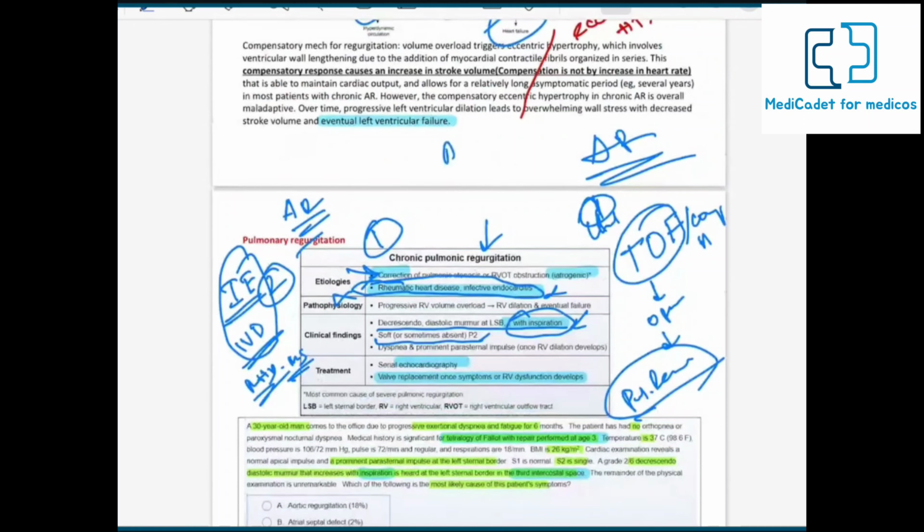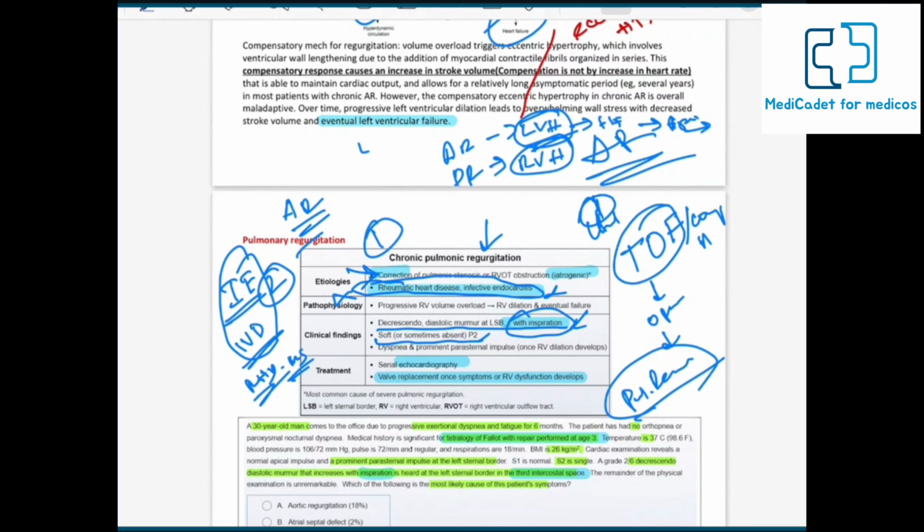Like I told you, aortic regurgitation causes left ventricle hypertrophy and left ventricle heart failure, right? So pulmonary regurgitation will do the same on the right side, right ventricle heart failure. With left ventricle hypertrophy, you will see the apical impulse getting pushed towards the axilla, right? I hope you're clear with that. That is what you see.